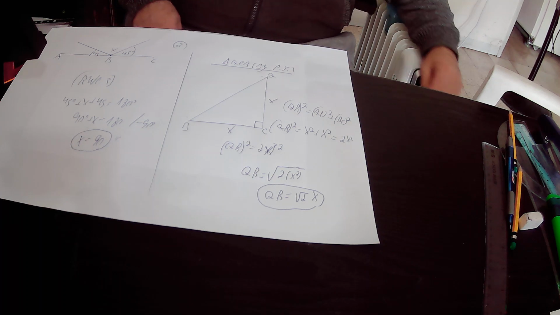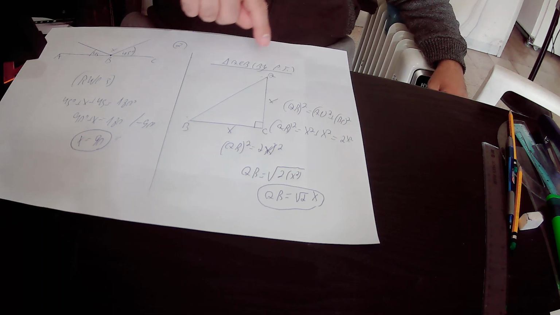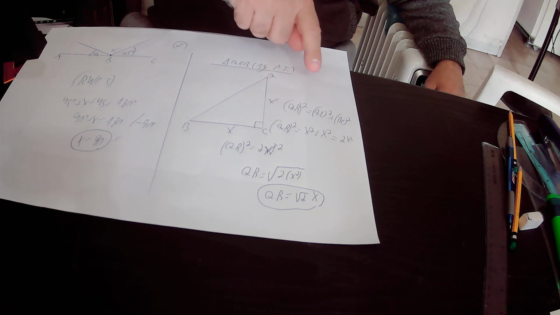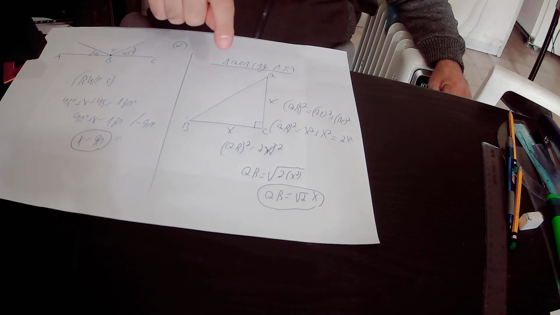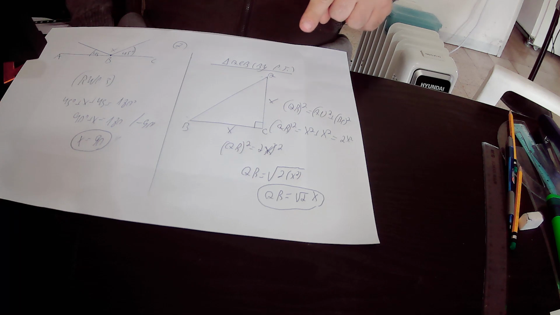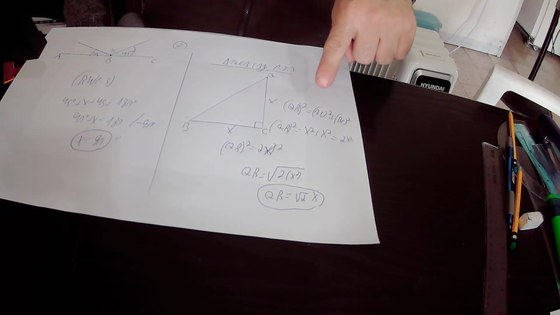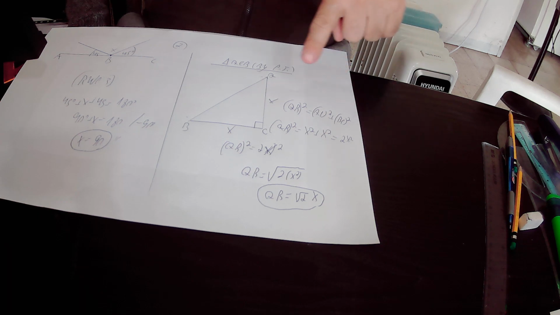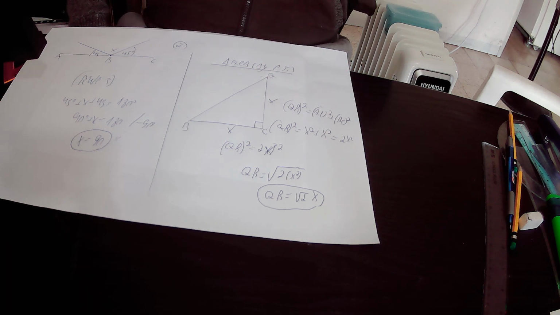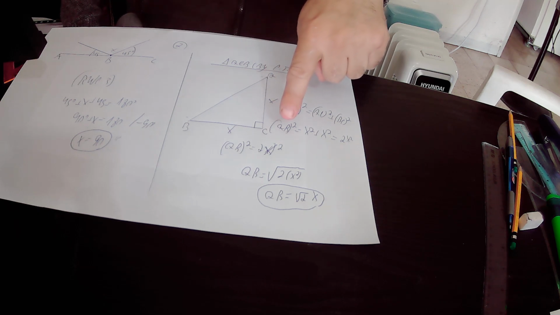According to the Pythagoras theorem in the right triangle QCB, QB square equals QC square plus BC square. So QB square equals QC square. QC is x, therefore QC square is x square, plus BC square. BC is x, therefore BC square is x square. So in total QB square equals x square plus x square, that is 2x square. So QB squared equals 2x squared.